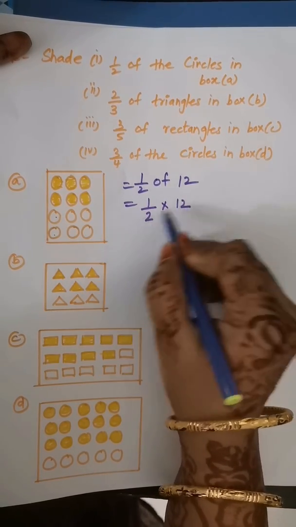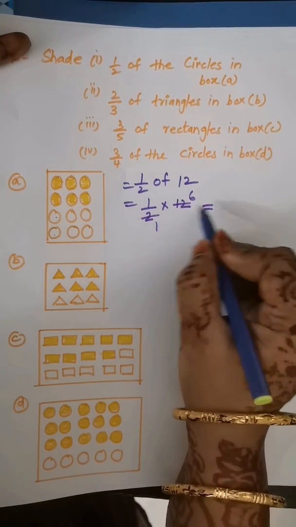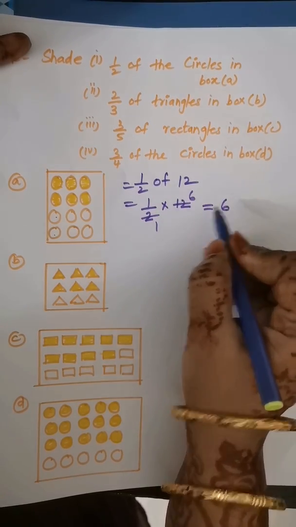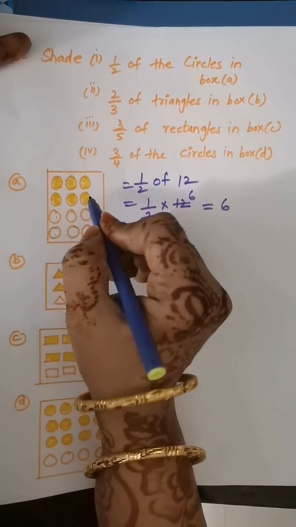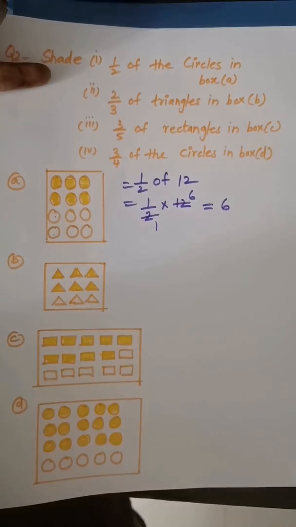Now here 2 and 12 you can cancel. 2 ones are 2, 2 6s are 12. So 1 into 6, 6 is the answer. 6 you have to shade. I have already shaded it. So 6 balls you have to shade in the box.